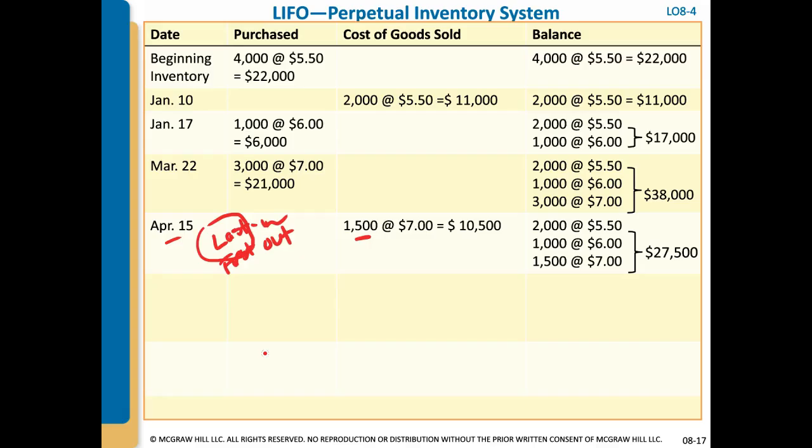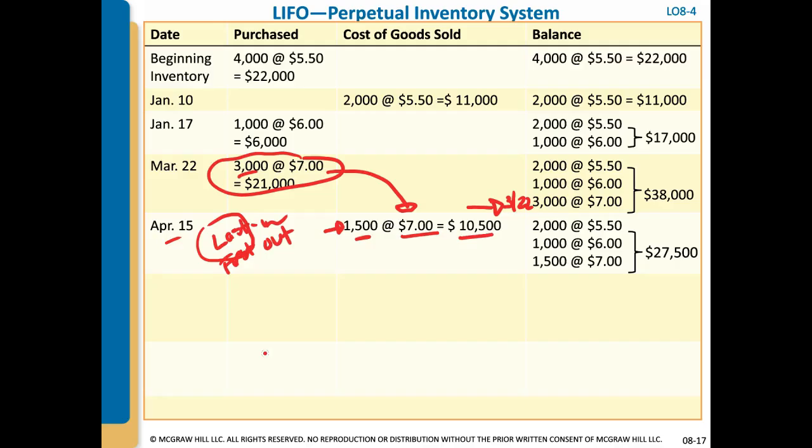So the most recent purchase that we made was right here, this $3,000 layer on March 22nd. That's our most recent. So our last one in is our first one out. We acquired 3,000 units on March 22nd, of which we're going to allocate 1,500 of those units at $7. That's going to be our cost of goods sold for those units sold on April 15th.